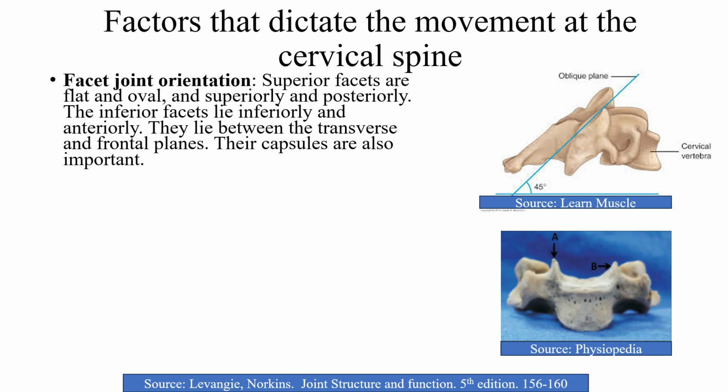So there are various factors which dictate the movement of the cervical spine. As we know, it comprises two joints: the intervertebral joints between the vertebral bodies and the facet joints. Now, for the facet joints in the cervical spine, the superior articular facets are oriented superiorly and posteriorly. The inferior ones are oriented anteriorly and inferiorly. So they lie in such a plane that the movement there occurs between the transverse and frontal planes. That's how they dictate the movement at the cervical spine.